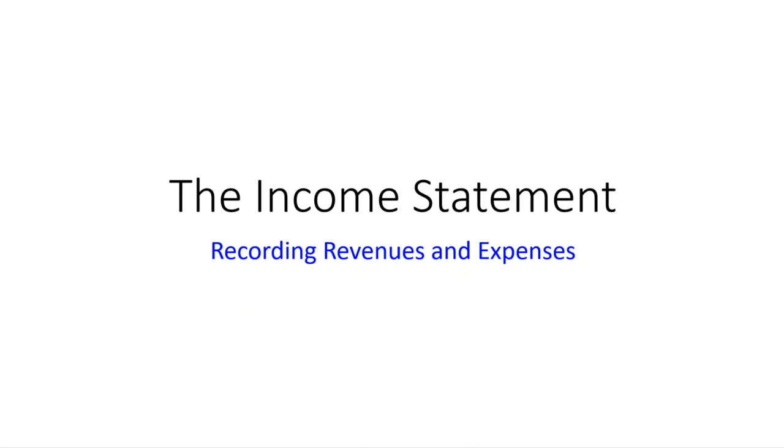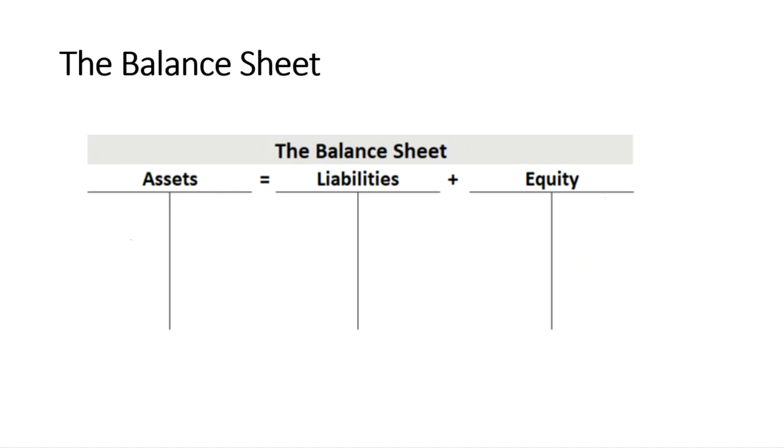In this video, we're going to go over some basic income statement transactions. We're going to record revenues and expenses. But before we do that, let's review the basics of our accounting equation. Our balance sheet is assets equal liabilities plus equity.